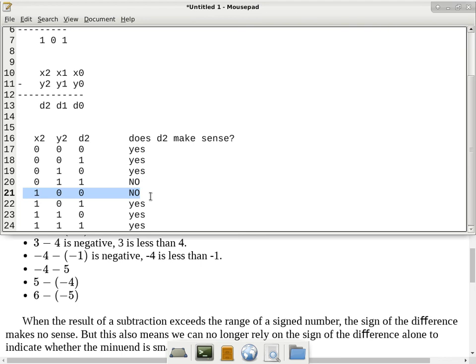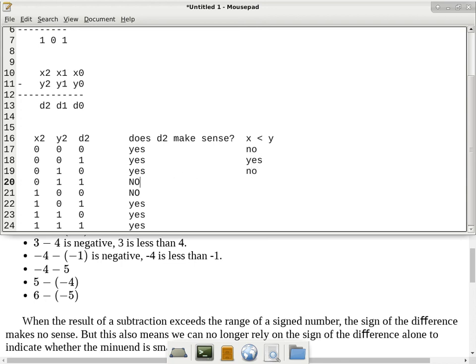So that means in all of these cases, we should be able to tell whether x is less than y. Okay, so now we go for the last column here, which is only going to say x is less than y. Is x less than y? So anytime the sign bit is not lying, which means D2 makes sense, if it is a yes, we can rely on D2 entirely to say whether x is less than y. So it's a no here, it's a yes here, it's a no here.